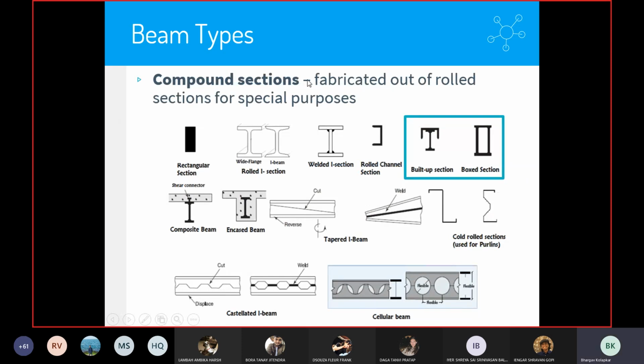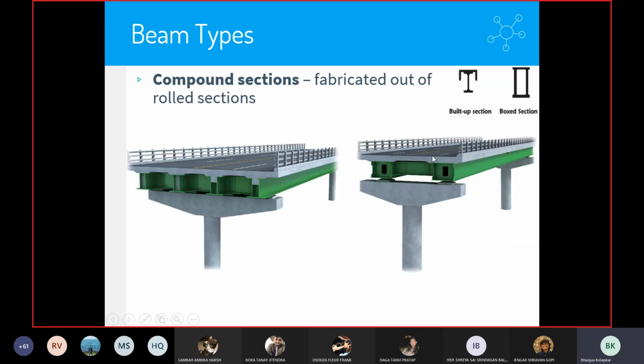Then if you need a section for a very specific purpose, you can also use compound sections, which are formed by combining different hot roll sections. For example, you can combine an I section and a channel section to form this type of section. You can combine plates to form box sections. Also, these are compound sections. Or you can also combine two channel sections to form a box section. So these are used for very specific purposes.